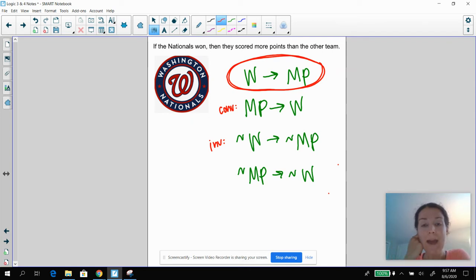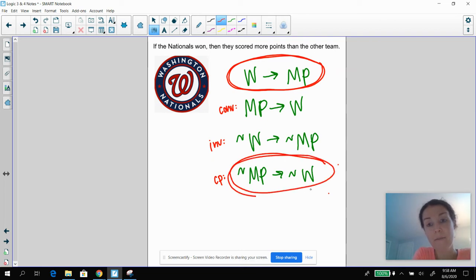And then let's look at the contrapositive here. So if they didn't score more points, then they didn't win. And that has to be true, right? Because that's sort of the definition of winning, right? You scored more points than the other team. So I know that if this initial conditional statement is true, I know that this contrapositive will always be true. So the two ones I circled will always be true. The converse and the inverse are ones that get a little tricky.